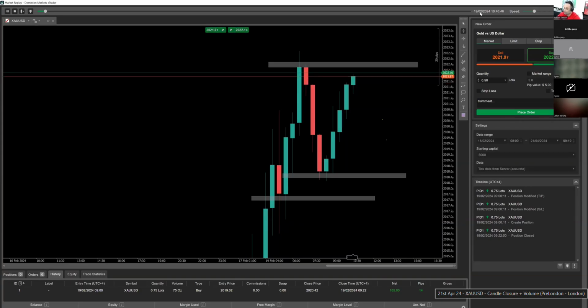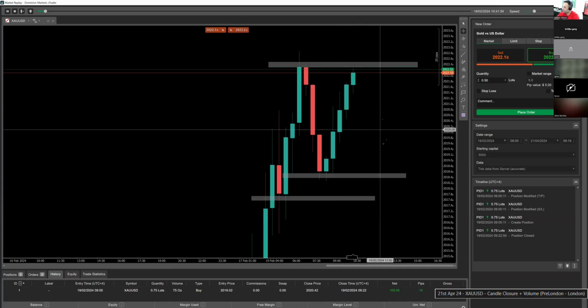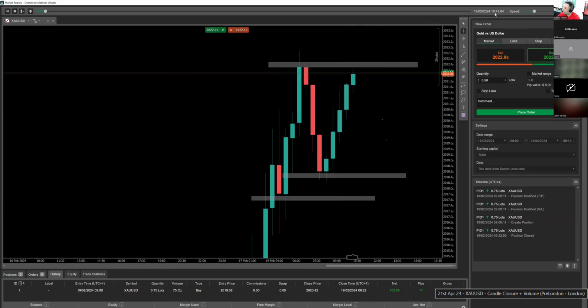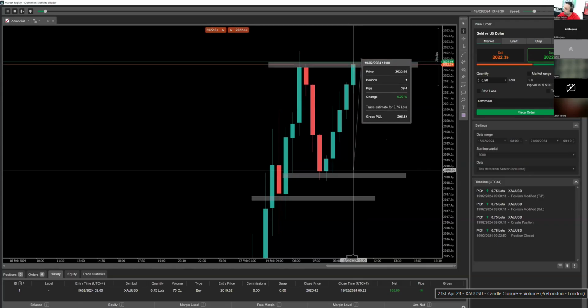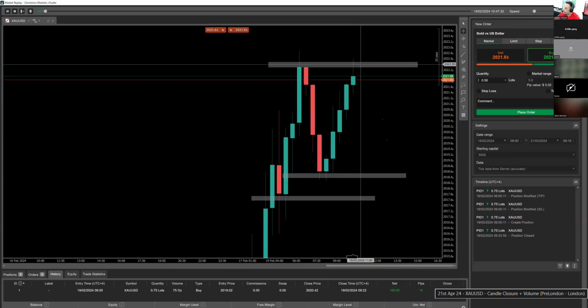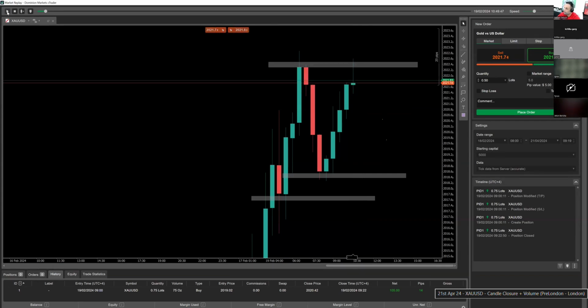Okay, so now what session are we running into right over here? 10, 11, 1, 2. We're almost into the, oh wow, look at that. We cleared this entire move. Beautiful. Tapped into that. This is going to be a very tough time for price to break out. We have London Open coming up, so we're going to wait for London Open.